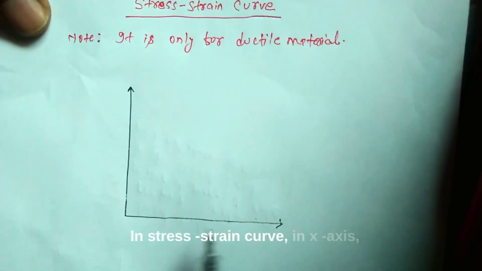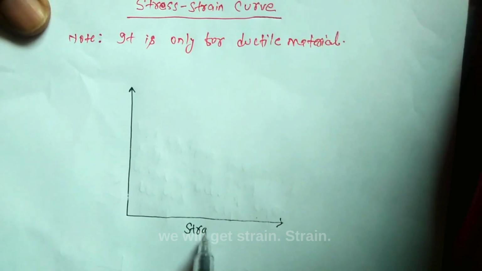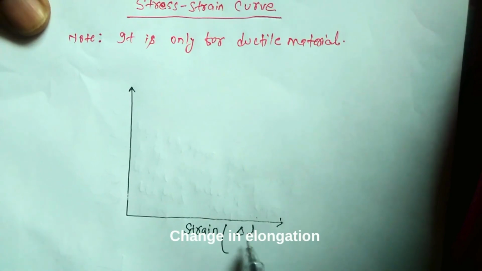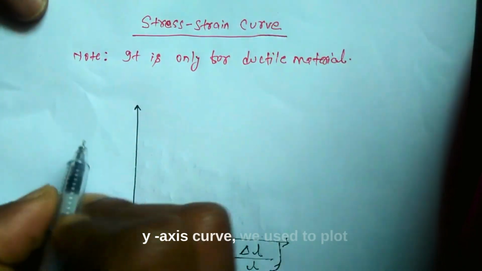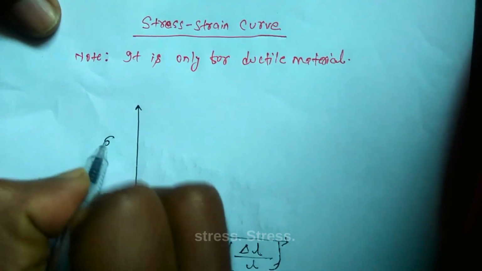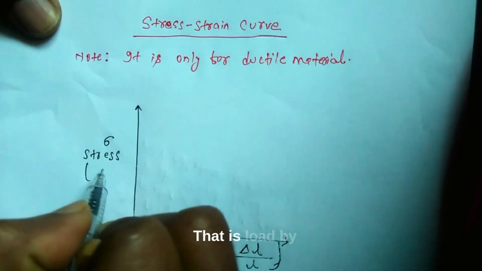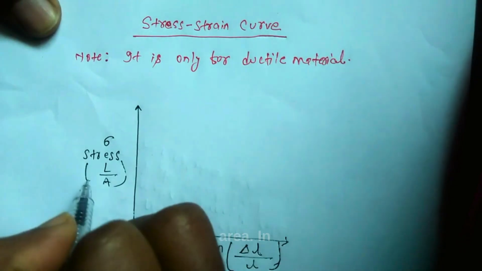In the stress strain curve, on the x-axis we get strain, that is change in elongation upon actual length, and on the y-axis we plot stress, that is load by area.